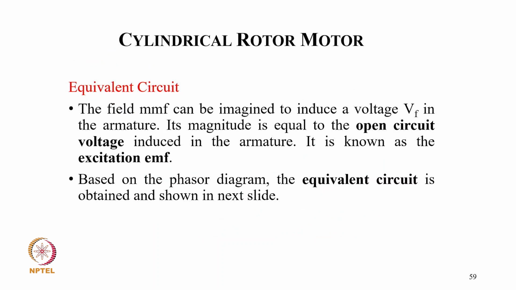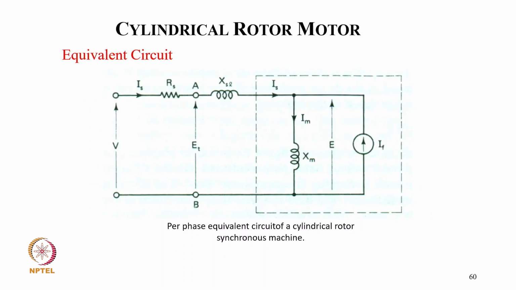Now the field MMF can be imagined to induce a voltage VF in the armature, whose magnitude is equal to the open circuit voltage induced in the armature. It is known as the excitation EMF. Based on the phasor diagram, the equivalent circuit is obtained and shown in the next slide. In the equivalent circuit, you have RS, the leakage reactance XL, the magnetizing branch, and then the equivalent of the field excitation.